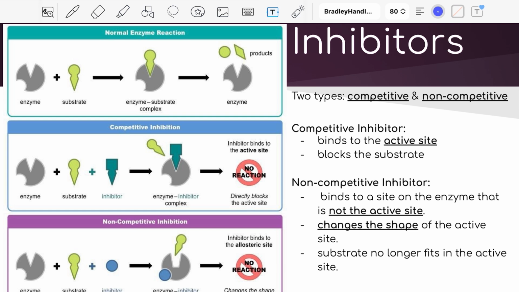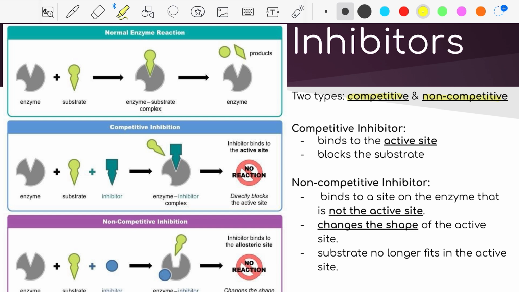And the top picture here just shows a regular enzyme and a substrate forming an enzyme substrate complex when they collide, and that substrate is broken into its two pieces, which is making the products. Okay, so it's just like regular, normal enzyme function. But these ones down here show two types of something called an inhibitor. There's two types. There's competitive inhibitors and there's non-competitive inhibitors.